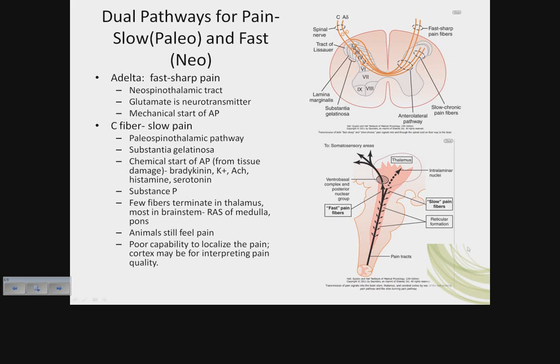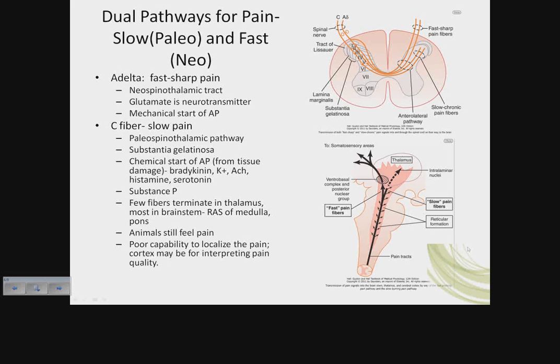So let me say it again. Even though all pain receptors are free nerve endings, these endings use two separate pathways for transmitting pain signals into the central nervous system. The two pathways mainly correspond to the two types of pain: a fast, sharp pain pathway, neospinothalamic, and a slow, chronic pain pathway, paleospinothalamic. So we have fast and slow.